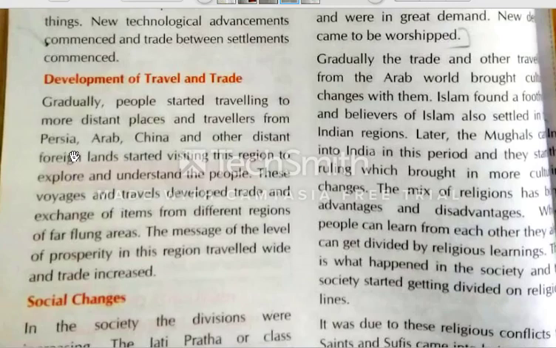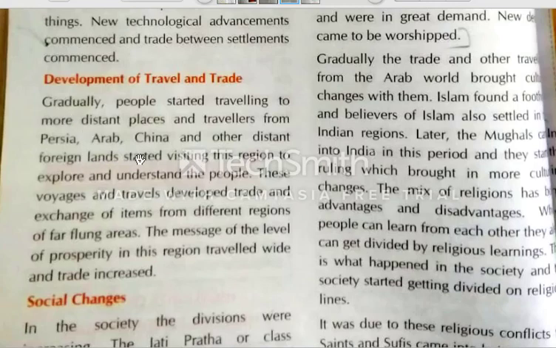Like Persia, Arab, China, and other distant lands. What is the meaning of distant? Distant means far, F-A-R, and far means dur, which were very far away from India. And the word gradually, what does gradually mean? Gradually means by and by or successively. We can also say step by step, which means dheere dheere se. Okay, start very slowly.